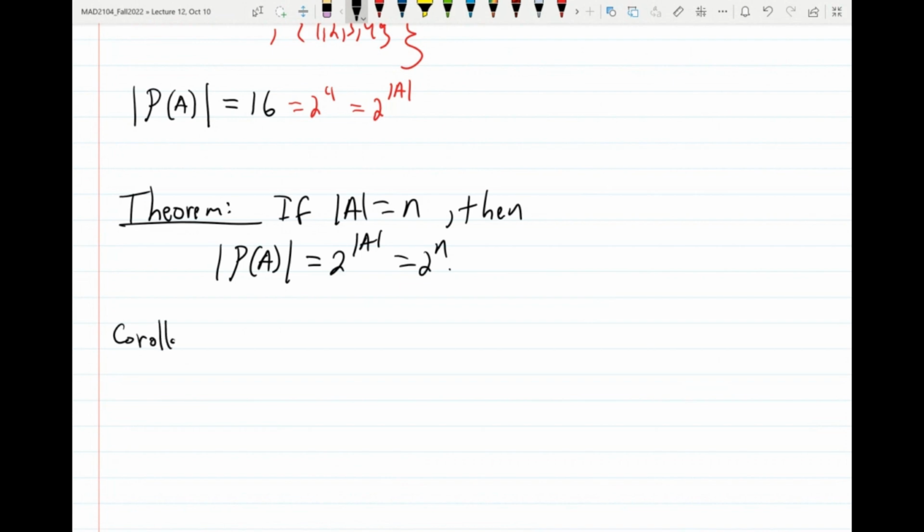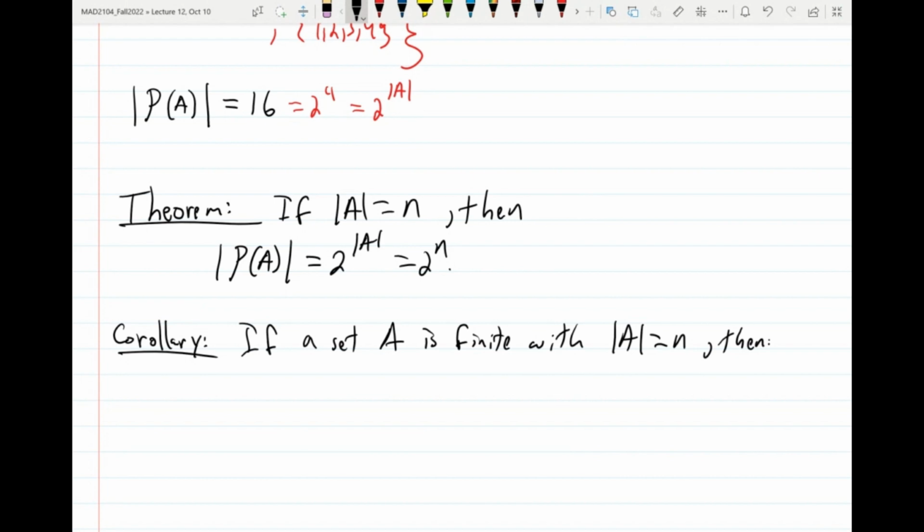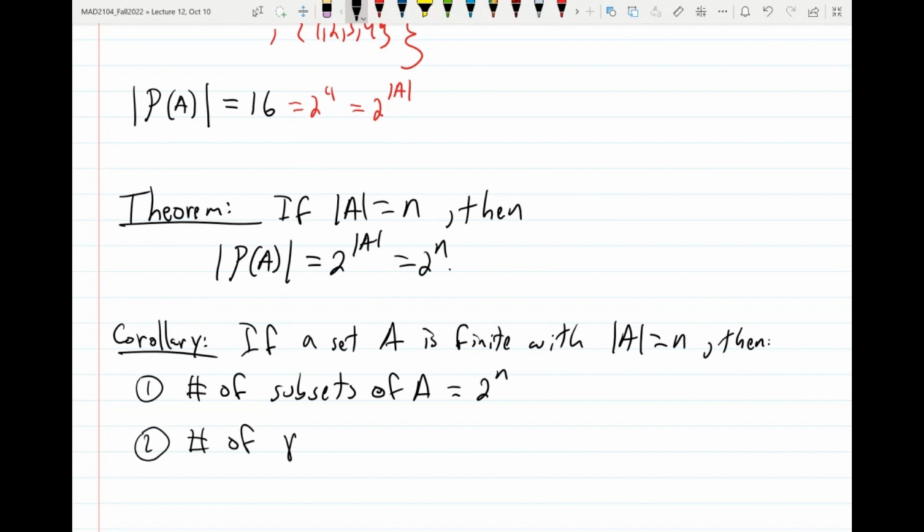So a result from here is a corollary. So if a set A is finite with cardinality equal to n, so with n elements, then in the homework you have questions like this. Number 1, what's the number of subsets of A? It asks you for proper and improper subsets. So what's the number of subsets of A? That's just the cardinality of the power set. Remember, the power set is just all subsets together, right? The collection of all subsets. So that's just 2 to the n. Okay? Now, what's the number of proper subsets?